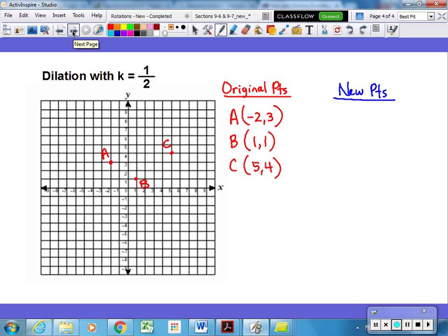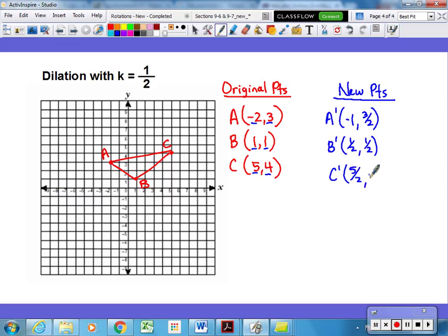Let's try this final problem. What happens if we were to shrink it? Same object, we'll go with K equal to 1/2. Again, you've got your original points A, B, and C, so there's our triangle ABC. You take each one of these values and multiply them by 1/2. So the new A prime is -1, 3/2, or 1.5. B prime is 1/2, 1/2. C prime is 5/2, 2.